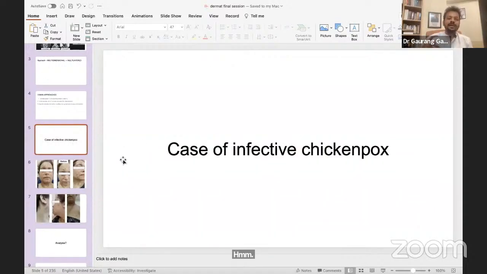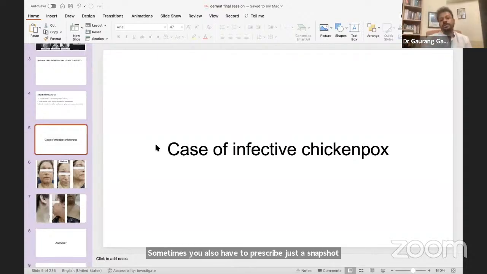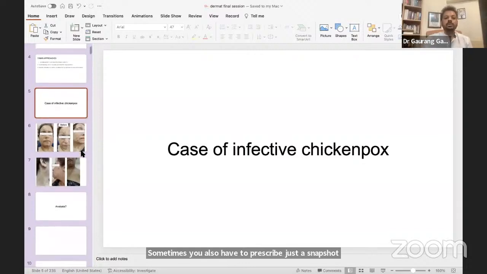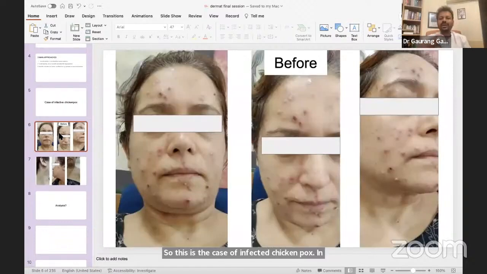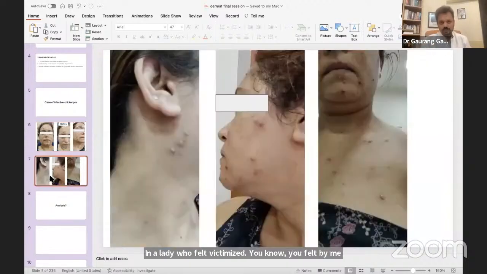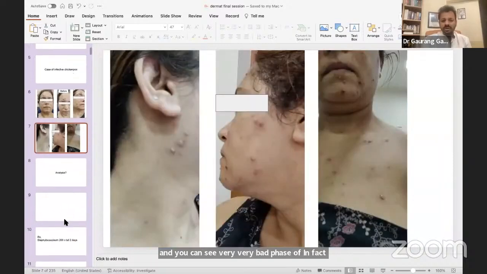Sometimes you also have to prescribe just a snapshot prescription. So this is a case of infective chickenpox in a lady who felt very traumatized, who felt victimized, who felt why me, and you can see a very bad phase of infective chickenpox all over the body.